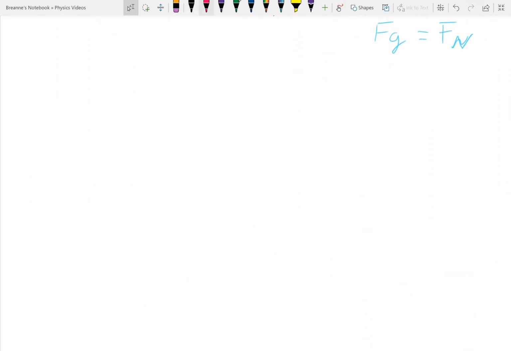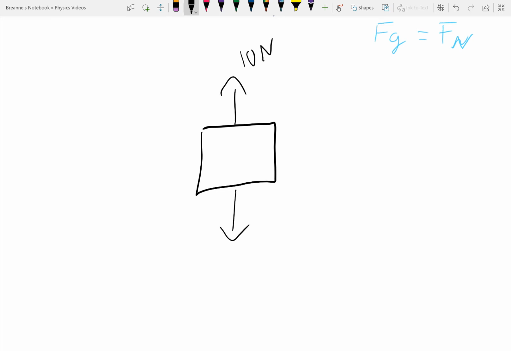Now let's do some practice problems. On your homework, you just had a brick and you had forces coming off of it. You might have had 10 newtons going this way, 5 newtons going this way, 20 newtons going this way, and 30 newtons going this way.